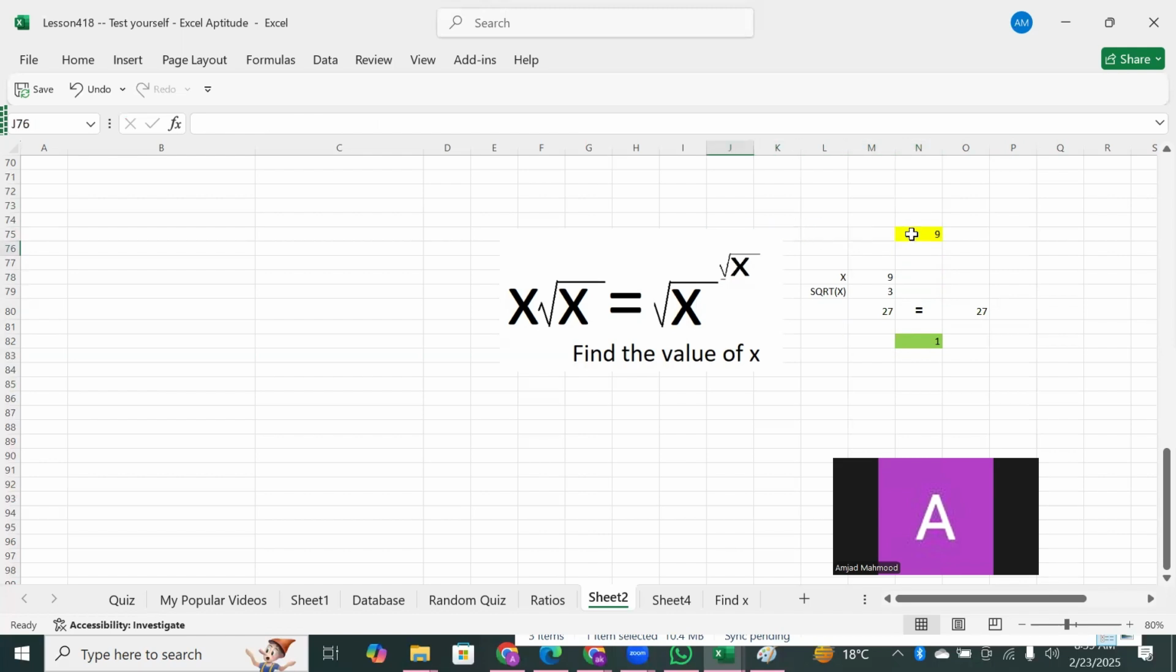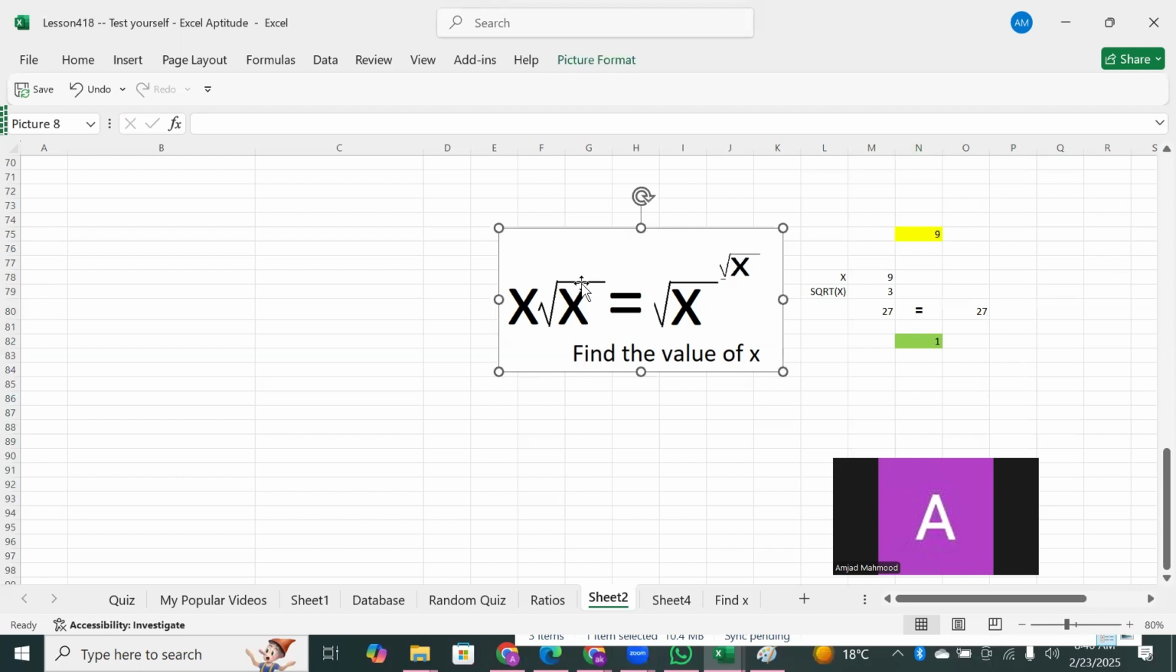So here we should write that the value of x cannot be 1. It's not equal to 0 and not equal to 1. And solve this equation. So the answer is 9, right?